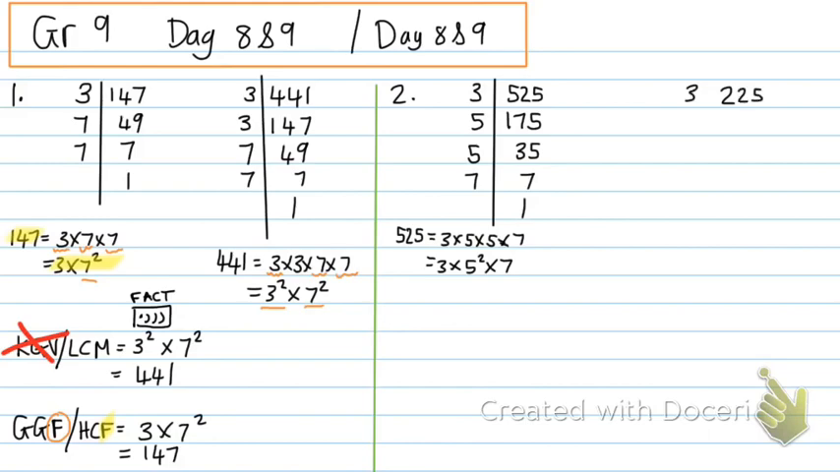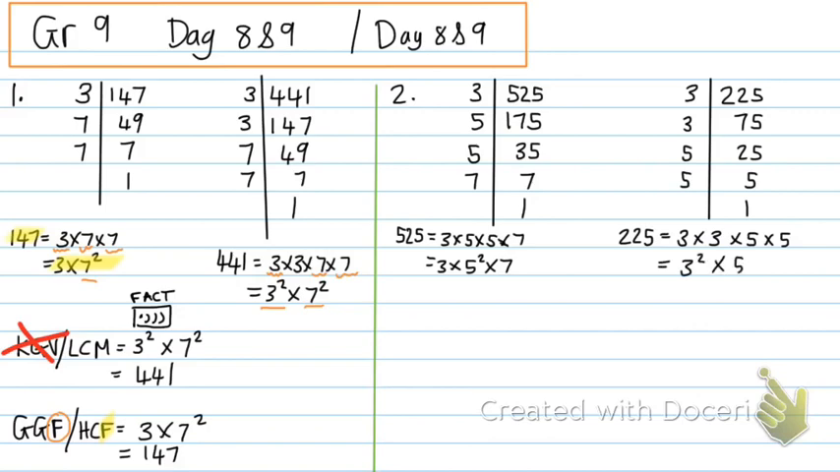Then 225 divided by 3 is 75, divided by 3 is 25, divided by 5 is 5, divided by 5 is 1. So the product of prime factors of 225 is 3 times 3 times 5 times 5. That is 3 squared times 5 squared. Now for the HCF and LCM.